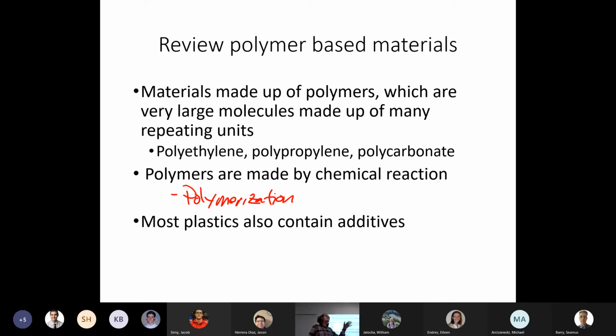The other thing we should be aware of is that, depending on the setting, sometimes plastic refers to, and the most official definition I've heard is, a polymer-based material that contains additives. Almost all plastic materials are polymers and something else. Those something else could be dyes and colorants.